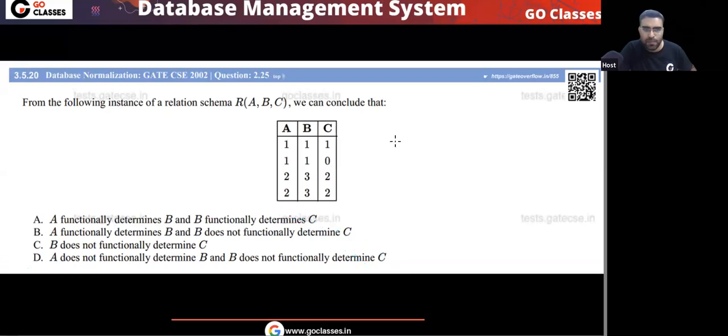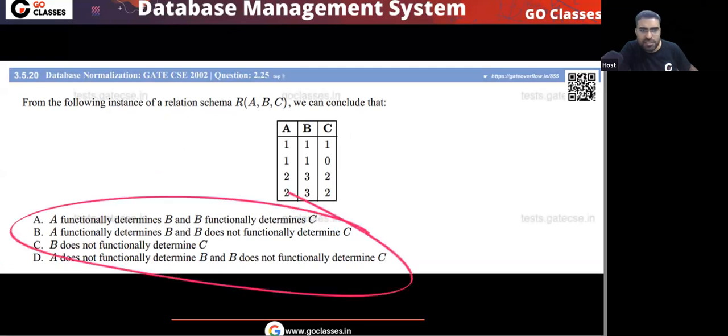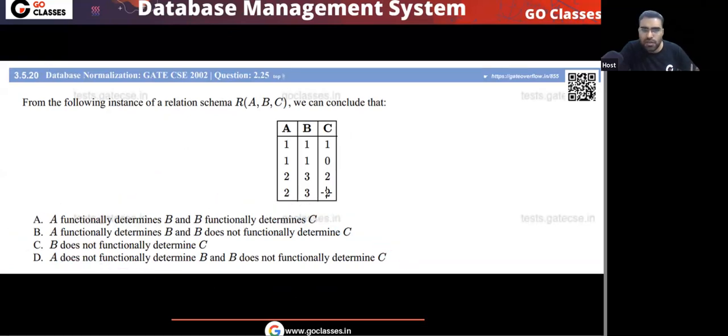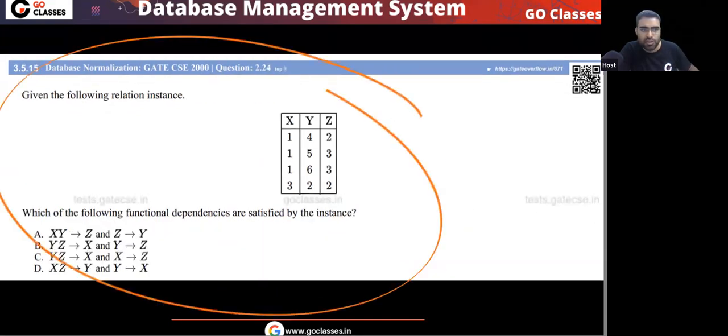First, you tell me, the question is asking which functional dependencies are present. Is it asking that within this instance, which functional dependencies are present? No, this is not asking that. Please understand the difference between this question and the other question.